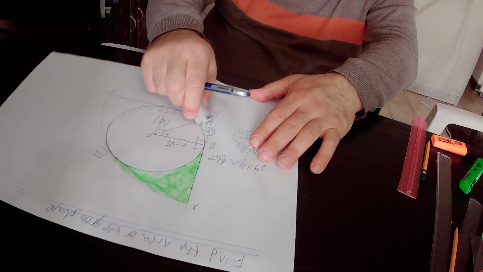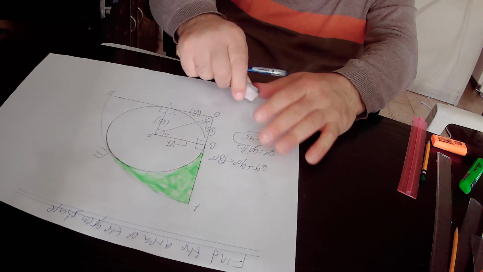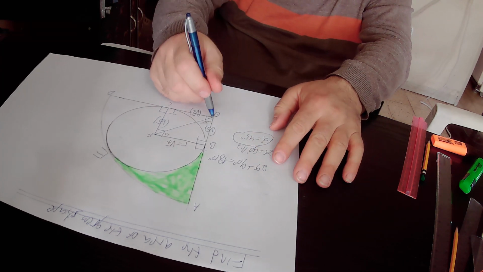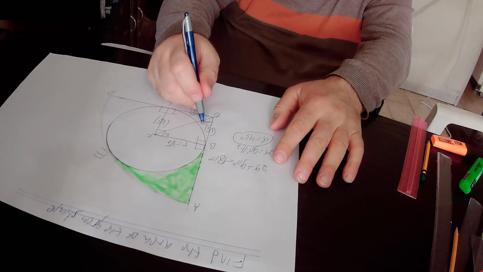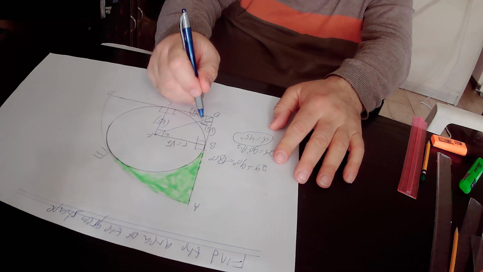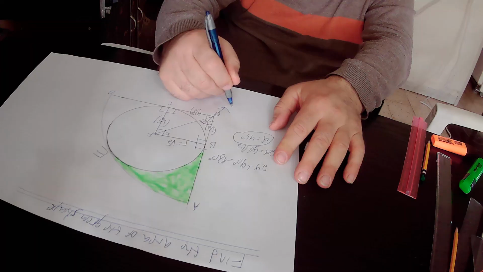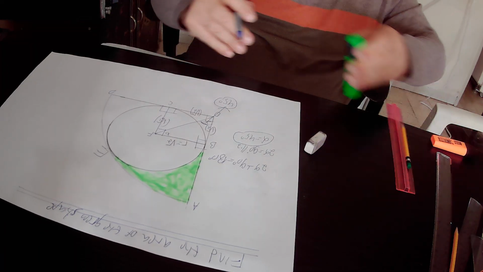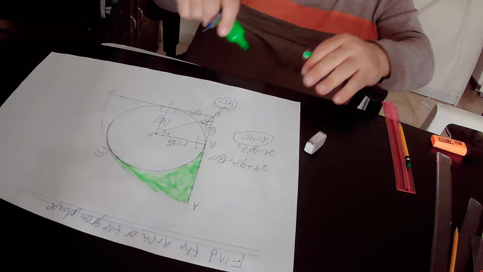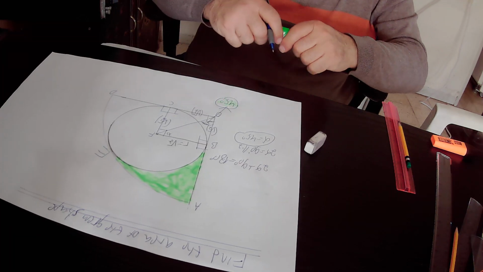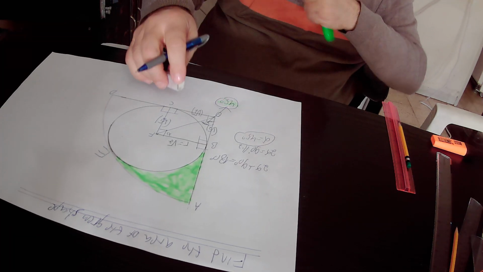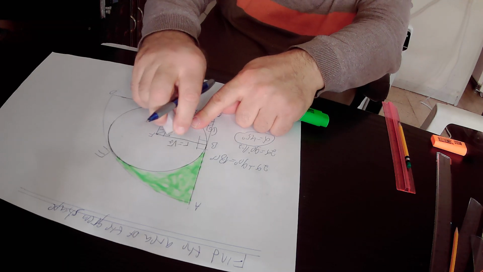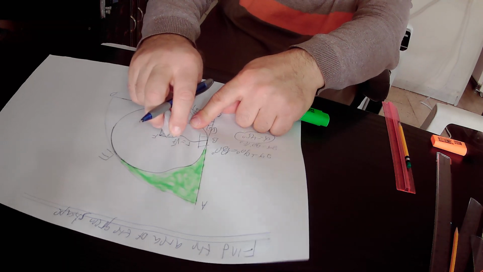So actually this is angle alpha that equals 45 degrees in its size. And this is also angle alpha that equals 45 degrees.